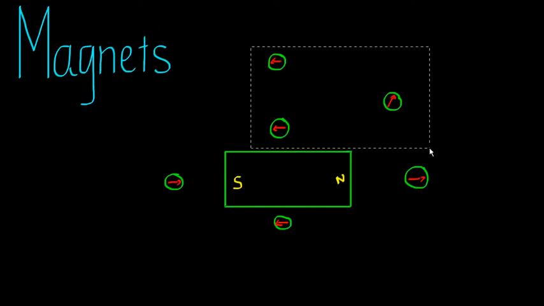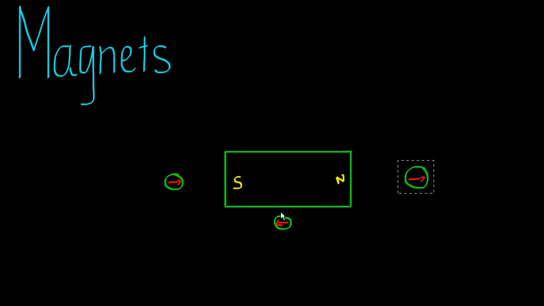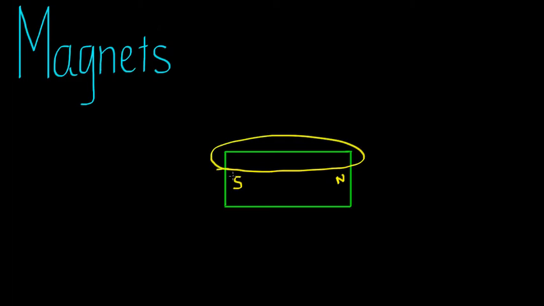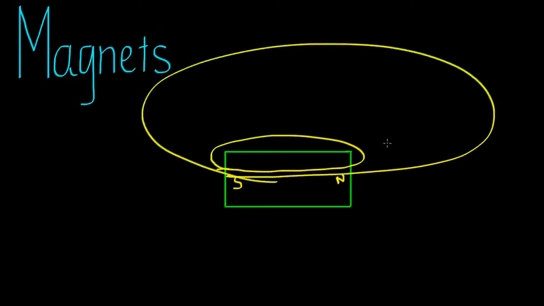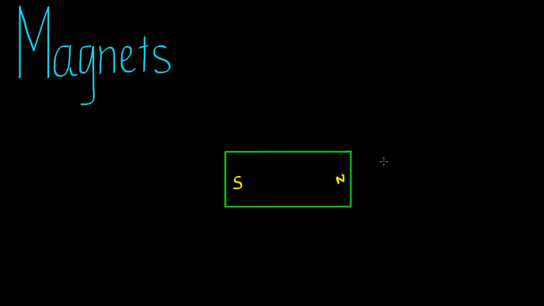Instead of placing pictures of compasses around the magnet, we can draw magnetic field lines. And the general rule is you draw them in loops. So a magnetic field line is a loop like that, and they get very, very big. And also they cannot cross.